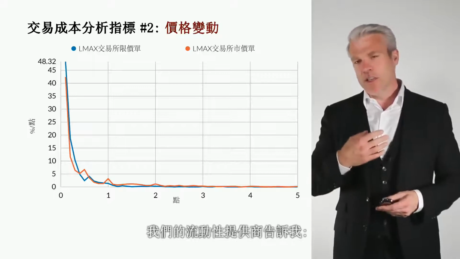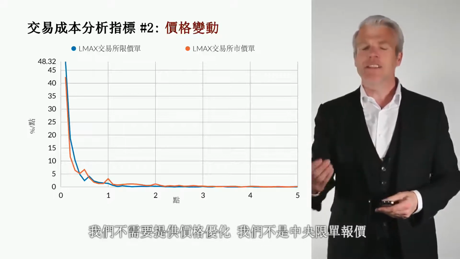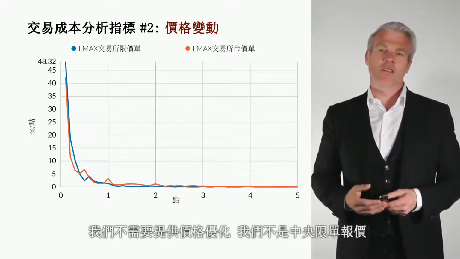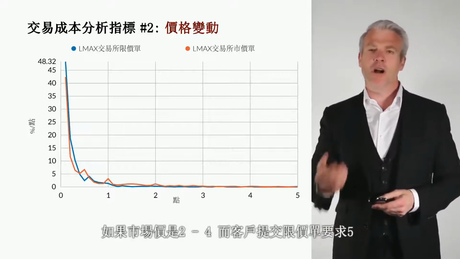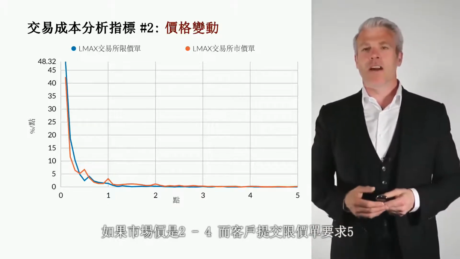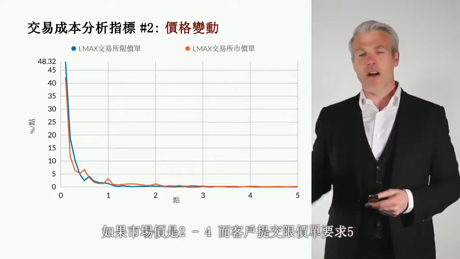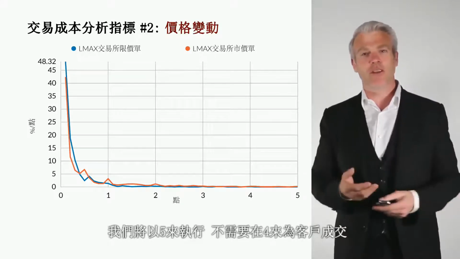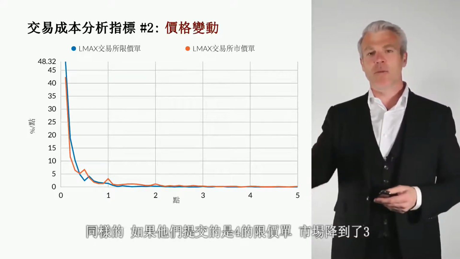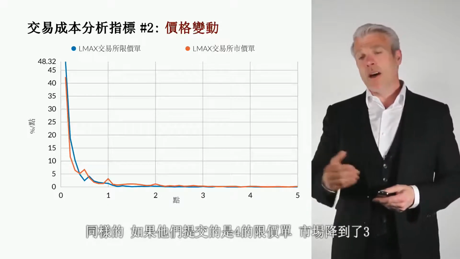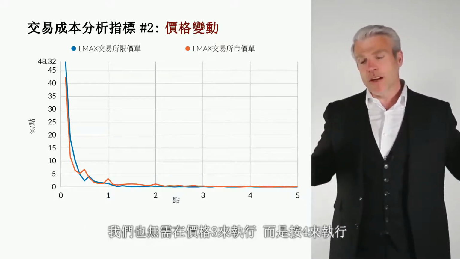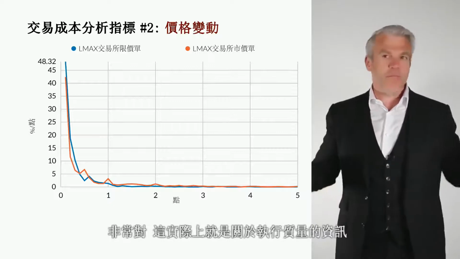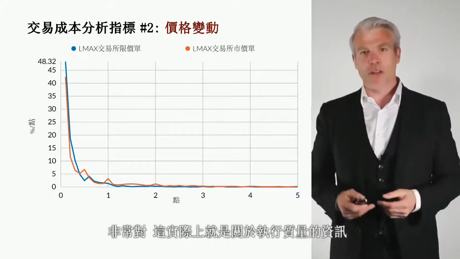A liquidity provider will tell me, we don't need to give price improvement, David. Right? We're not a central limit order book. If the market's 2-4 and the client sends me a limit order to pay 5, we fill them at 5. We don't need to fill them at 4. Likewise, if they send me a limit order at 4 and the market blips down to 3, I don't need to fill them at 3. I can fill them at 4. Quite right. That's probably in the execution quality information.